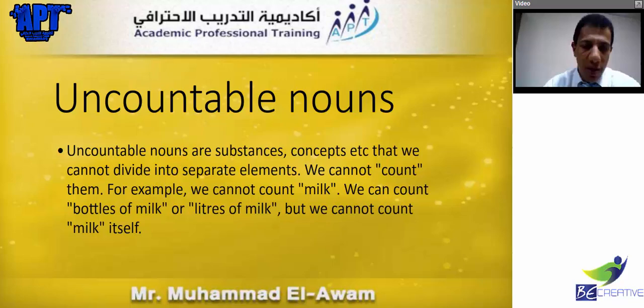These substances or concepts that we cannot divide, we cannot separate them. I cannot separate them into units. I cannot give them numbers. We cannot count them. For example, we cannot count milk. Can we count milk? Of course not. We can count bottles of milk, liters of milk, but we cannot count it.